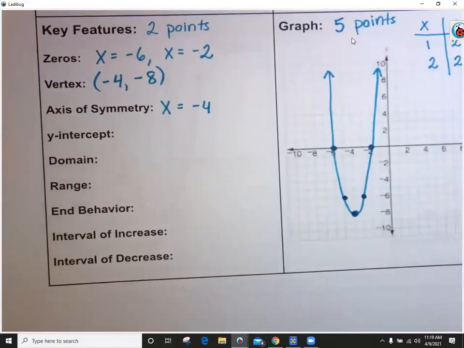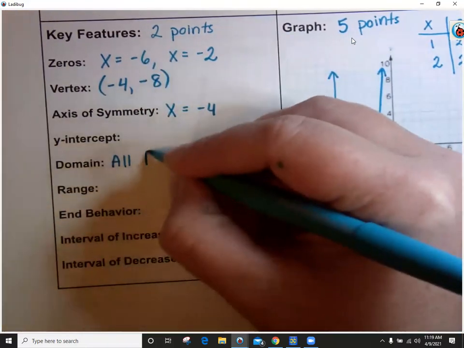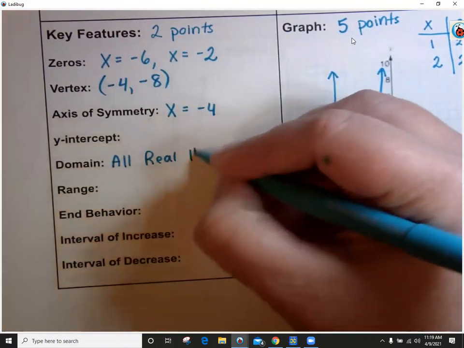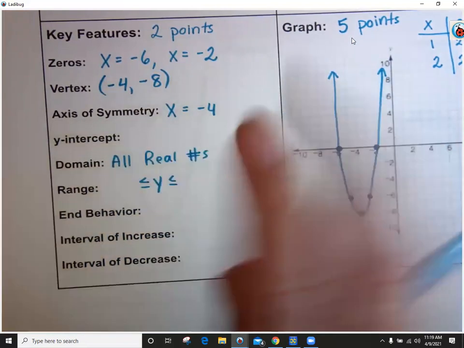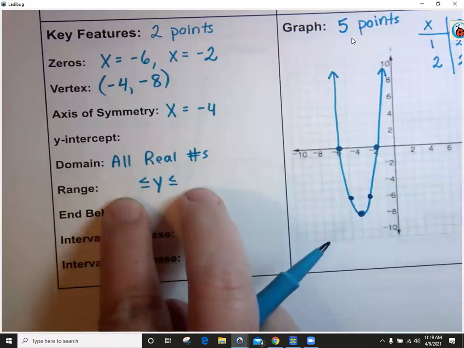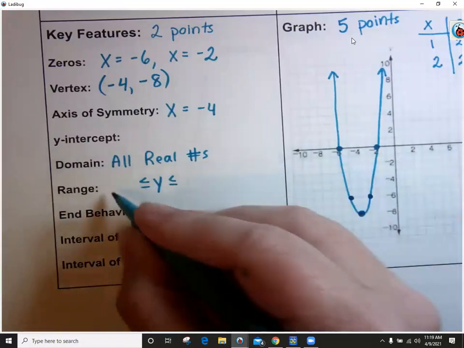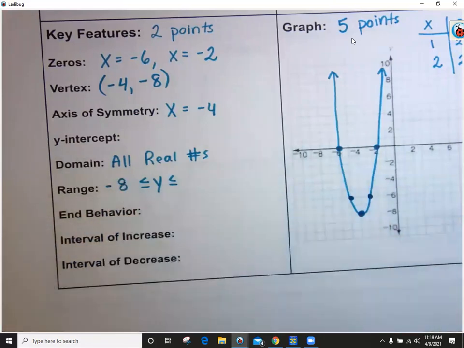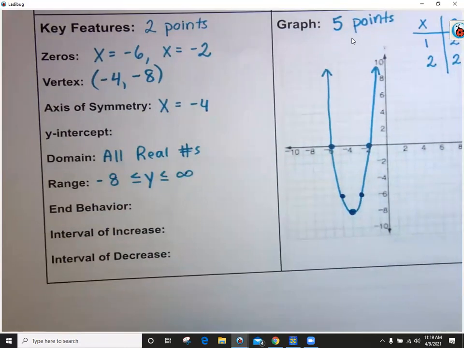What's the domain? That's it. And then the range looks like this, and we talk about what's the lowest and highest that the graph goes. Lowest it goes is -8. Yeah, goes up forever, so we have an infinity on that side. End behavior? Opens up.